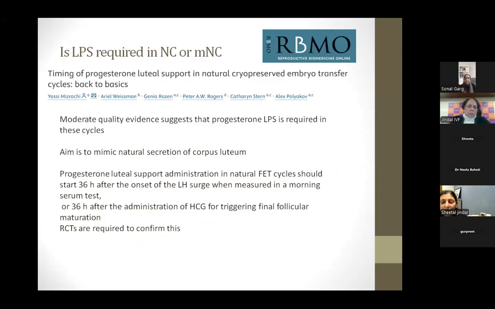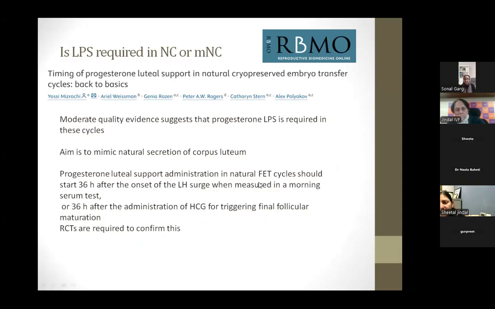So now coming to, is luteal phase support required in natural cycle or modified natural cycle? Again, it is a controversy, because we have the corpus luteum, which will support the luteal phase in modified natural and natural cycles. But our aim is to mimic natural secretion of the corpus luteum. So moderate quality evidence suggests that progesterone luteal phase support is required in these cycles too.